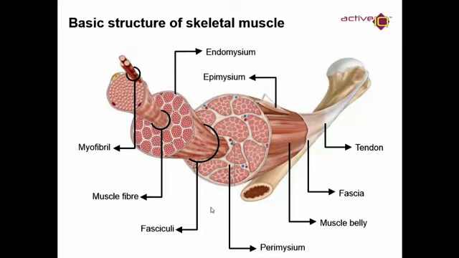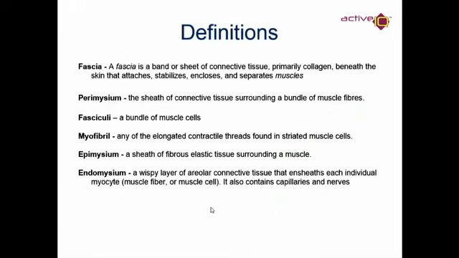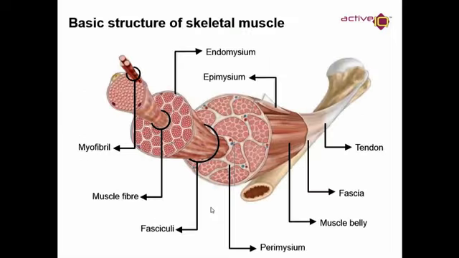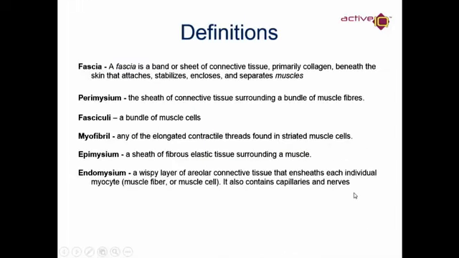So a myofibril are the tiny little bits that make up an individual muscle fibre. We've just got these definitions here broken down a little bit more in case you didn't quite catch any of those. So the fascia is the band of connective tissue, primarily collagen, that stabilises and encloses the muscle. There's the fascia there, just on the right. So it's a band of connective tissue that keeps the muscle tight and in place.